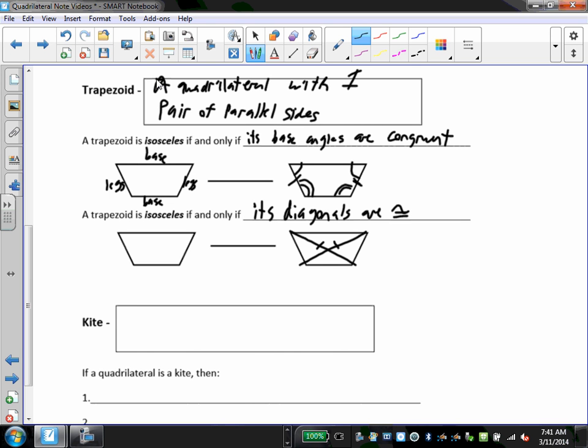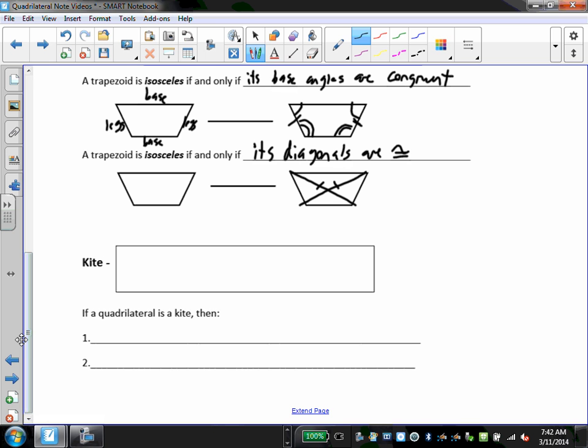Remember, generally, if you need to say that a trapezoid is a trapezoid, you need to test to see that one of the pairs of sides is parallel, and then that the other one is not. So that's about it for trapezoids.